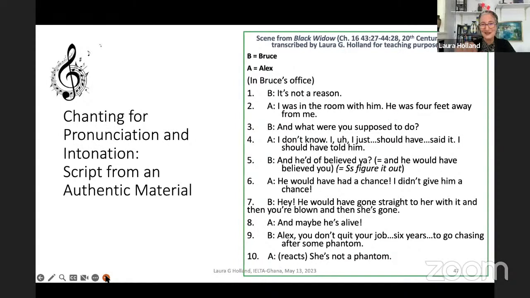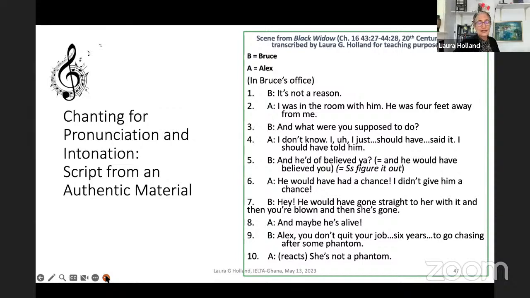But I also use transcripts. I make my own transcripts from movies. And then this is what it is. I'm going to just read this aloud for you so you can hear it. And you could do this for shadowing like we did the other one. But I'm going to show you some chanting things that we can do with it. So there's two characters, one named Bruce and one named Alex. And Alex actually is a woman, not a man. And they are in Bruce's office.